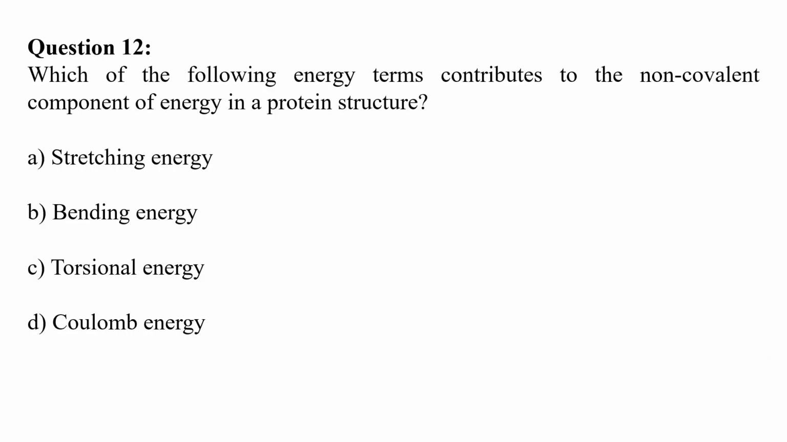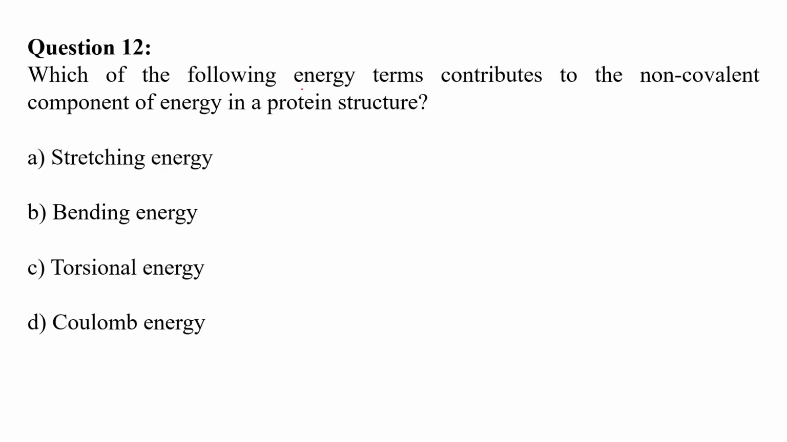So moving to the next question, question number 12. Which of the following energy terms contributes to the non-covalent component of the energy in a protein structure? In a protein structure, we have covalent bonds and non-covalent bonds. All the bonds, whether covalent or non-covalent, will lead to some form of energy. So if you see, we have 4 options here: stretching energy, bending energy, torsional energy and Coulomb energy.